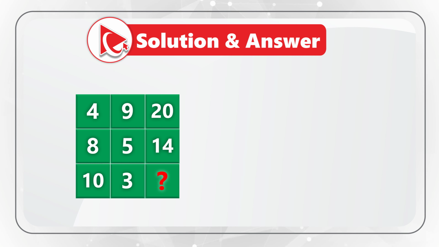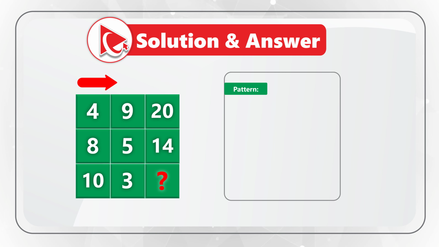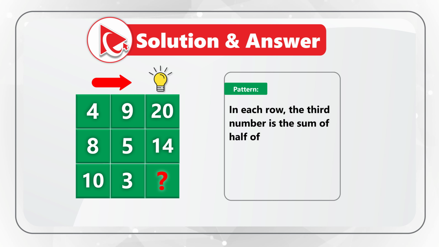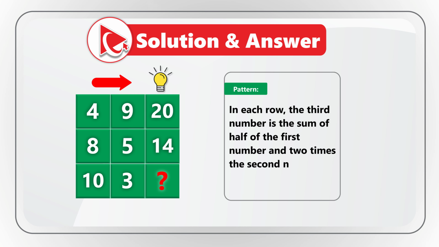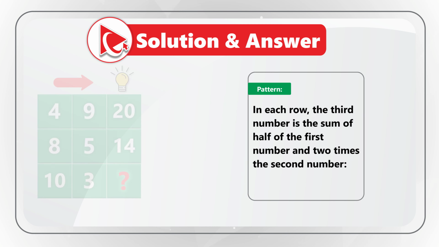And the pattern here is that the manipulation with the left and the middle number calculates the right column's number. Basically, in each row, the third number is the sum of half of the first number and 2 times the second number. Let's look at the specific calculations.